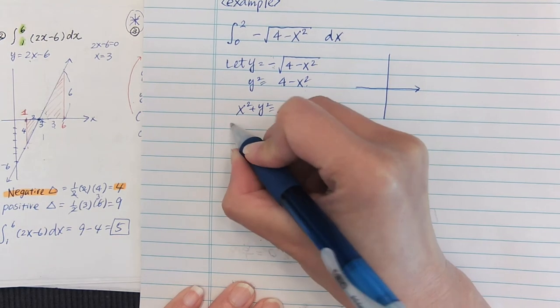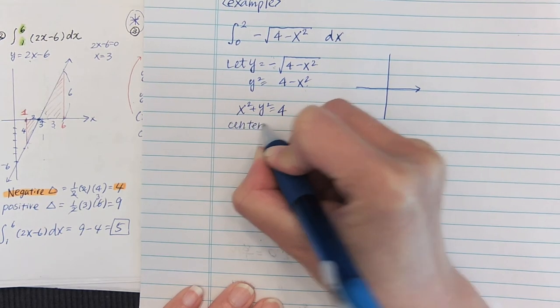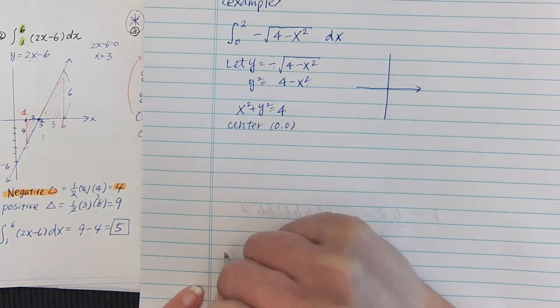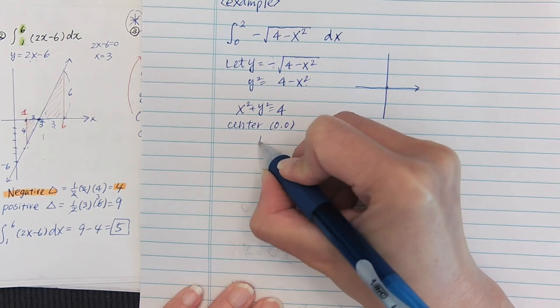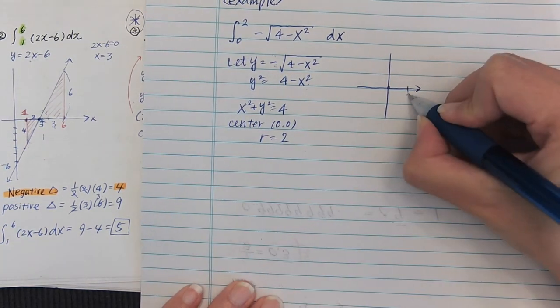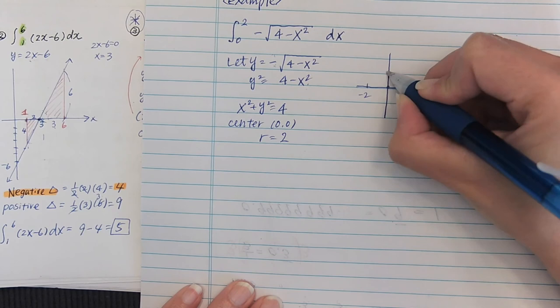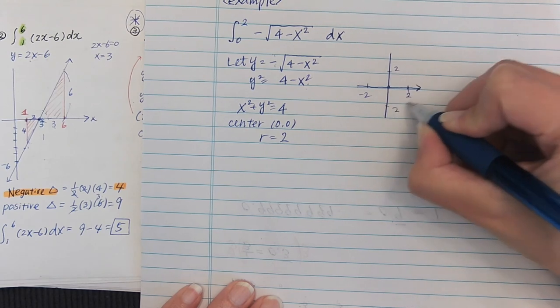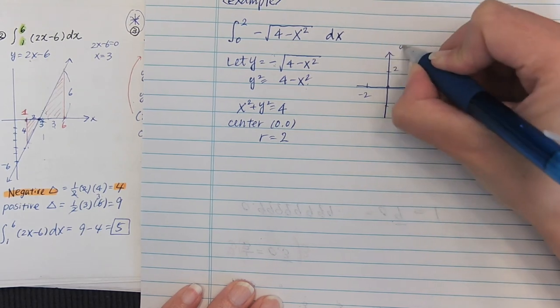So that's why the center is 0, 0, right? The radius is what? 2, right? So it's 2, negative 2, positive 2, negative 2, for x and y. Okay.